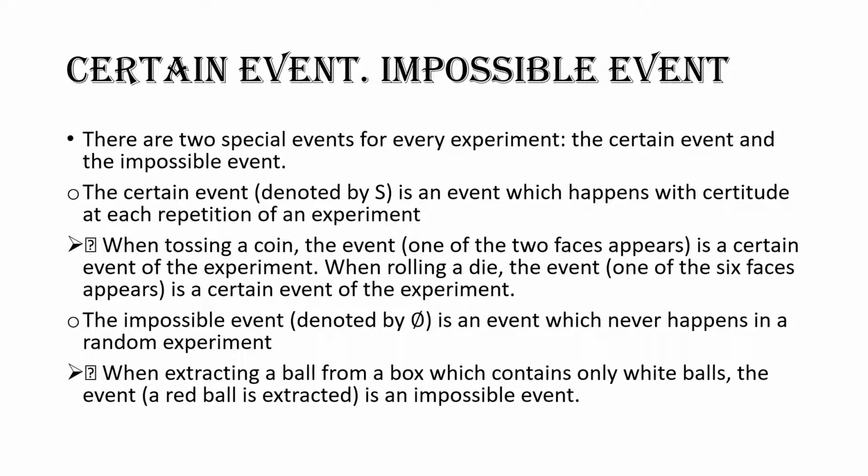Certain event, impossible event. There are two special events for every experiment, the certain event and the impossible event. The certain event, denoted by S, is an event which happens with certitude at each repetition of an experiment. When tossing a coin, the event, one of the two faces appears, is a certain event of the experiment. When rolling a die, the event, one of the 6 faces appears, is a certain event of the experiment.